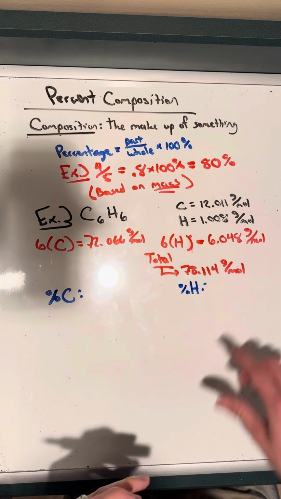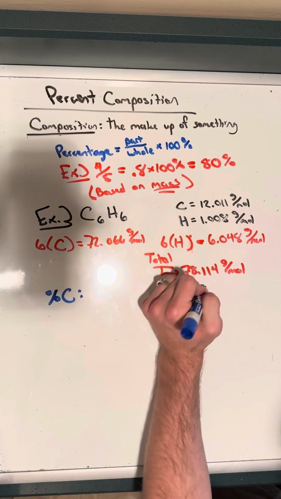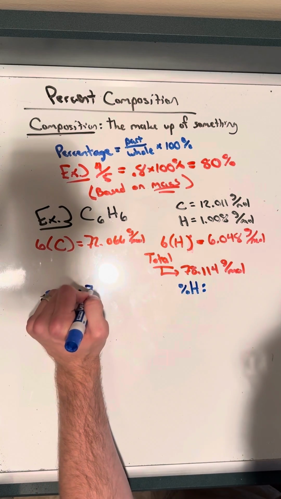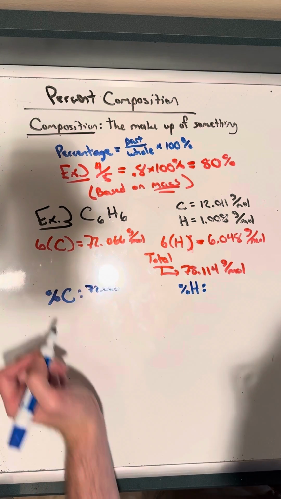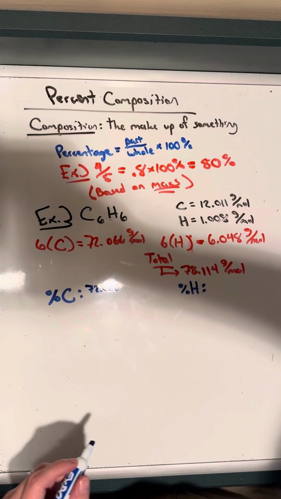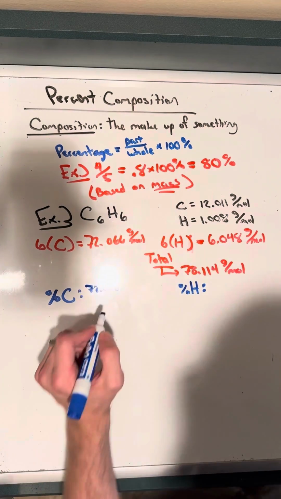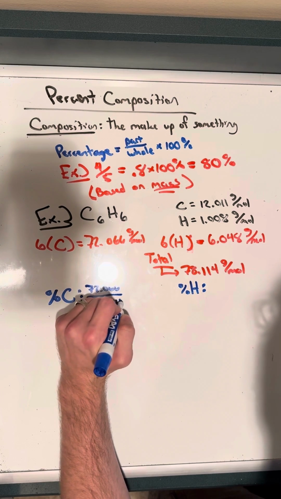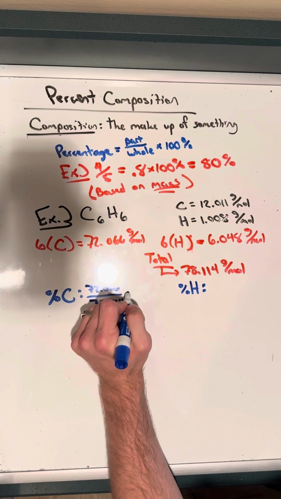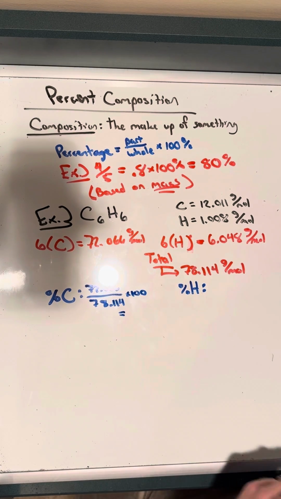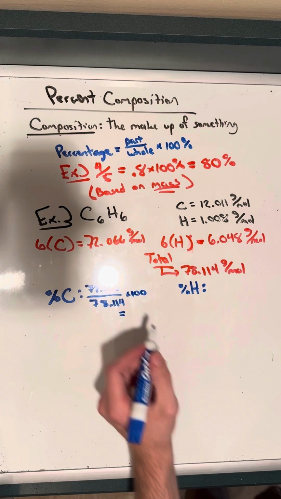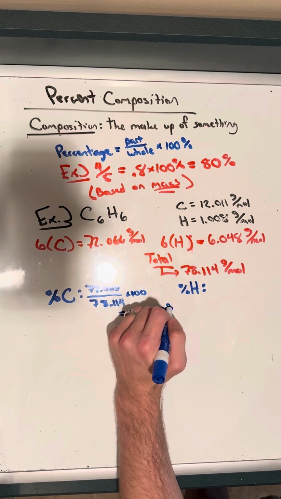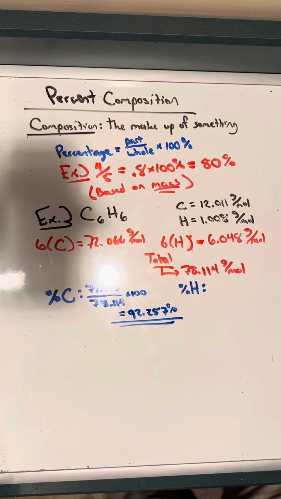I'll just repeat that same exact process. So with carbon, I'm basically going to take its total for this molecule, which is 72.066. I'm going to divide it by the total mass, 78.114, and multiply that number by 100 when I'm done, and it'll get me an answer. The answer is going to come out to be 92.257%. That is my percent makeup of carbon in this molecule.